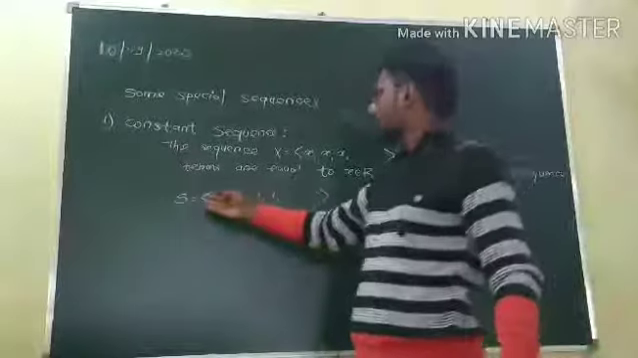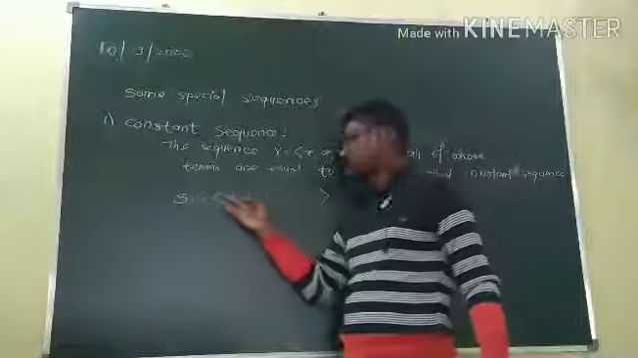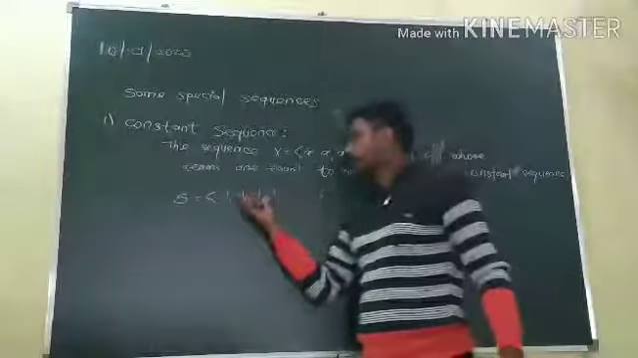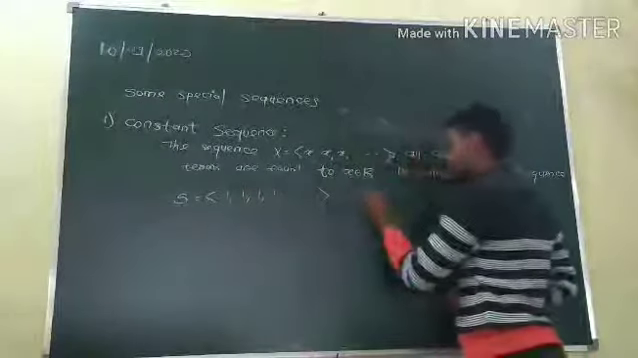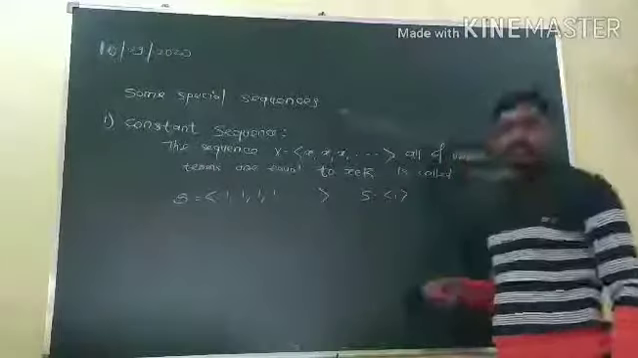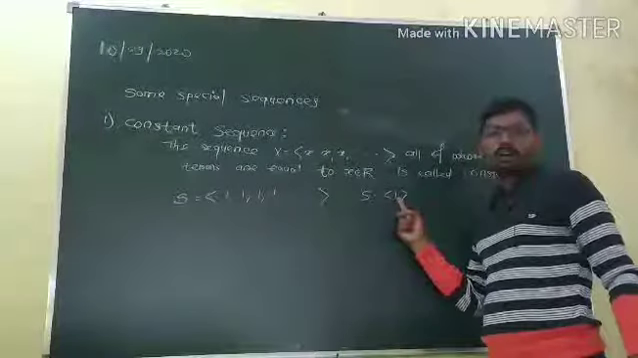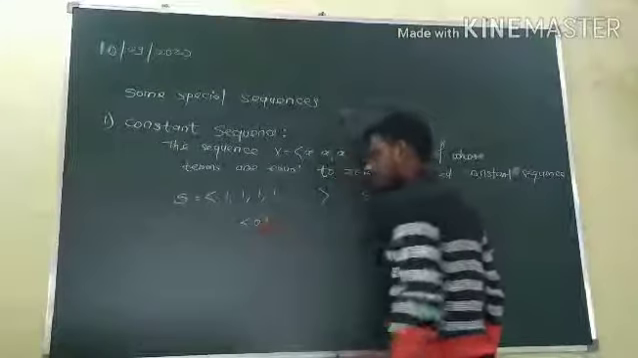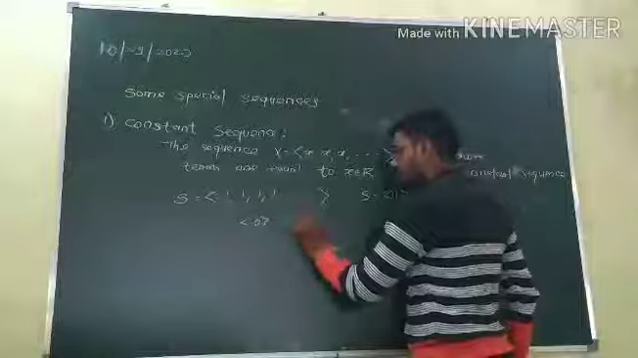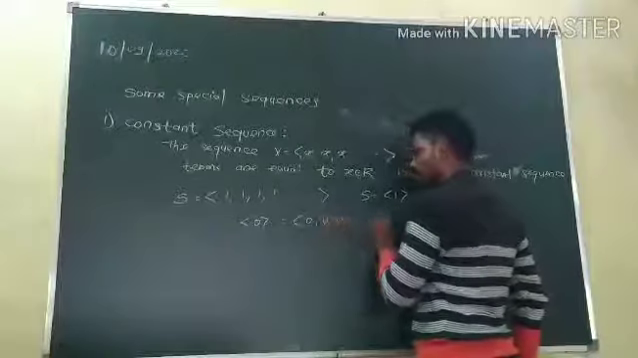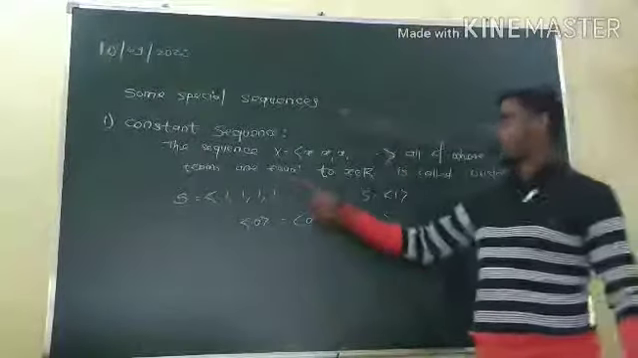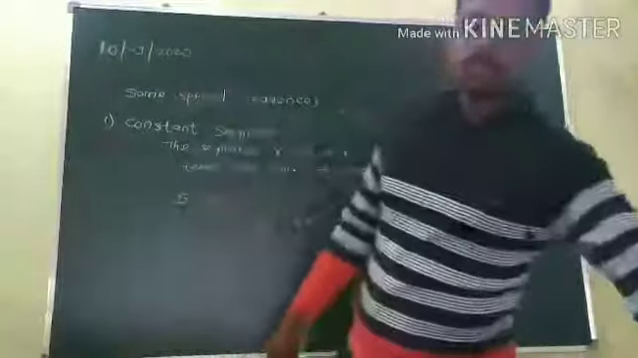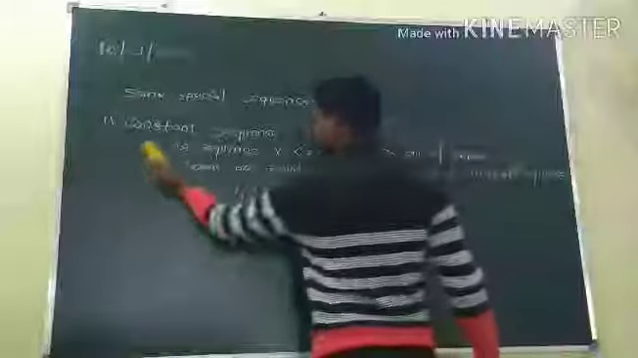For example, s is equal to the constant sequence 1, 1, 1. Then we can write this sequence simply as s equal to 1, meaning every term is 1. Another example is the zero sequence, where each term is equal to 0. So 0, 0, 0, and so on. Such sequences are called constant sequences. Now the next topic is the bounded sequence.